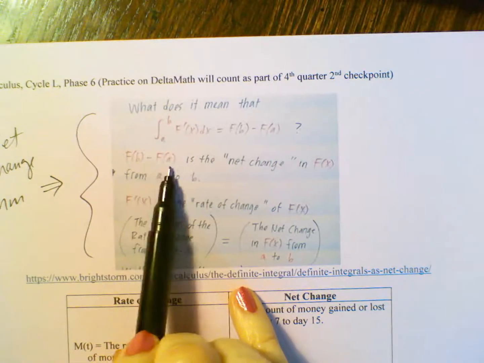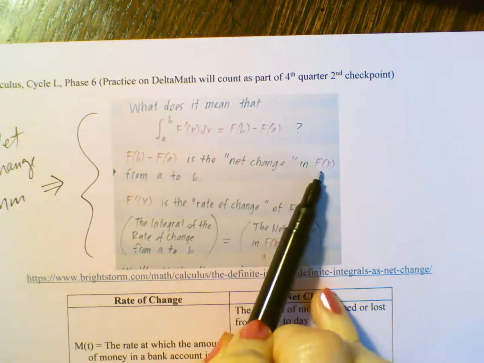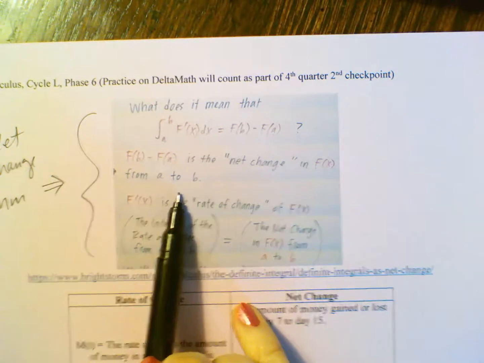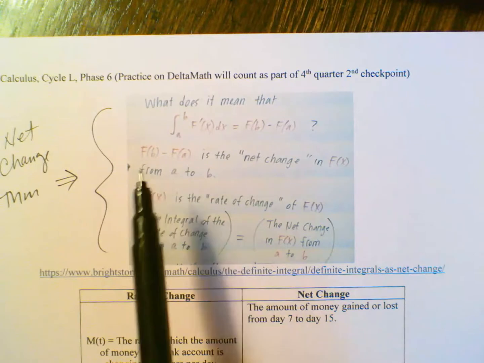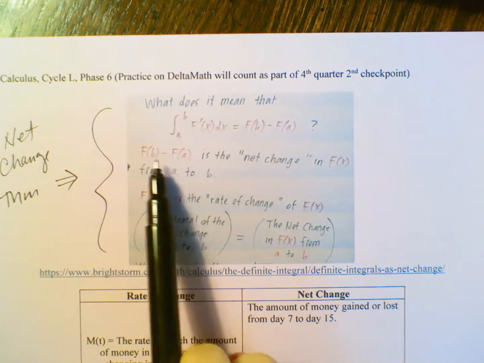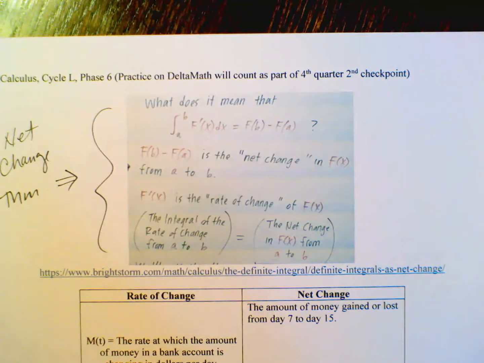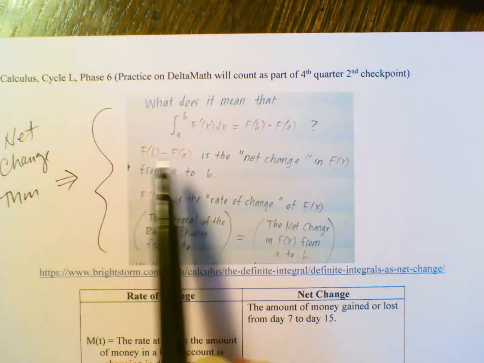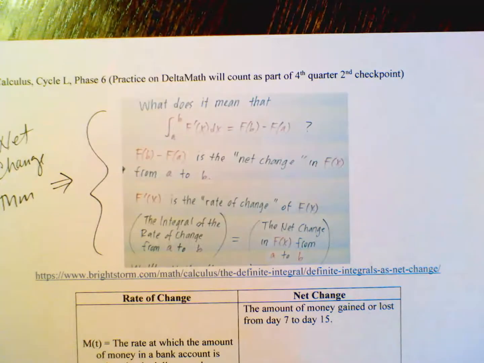So f of b minus f of a is the net change in f of x from a to b. In my case that I just talked about, I think I said I had $30 and I had $40. So it'd be 40 minus 30, which would be 10.